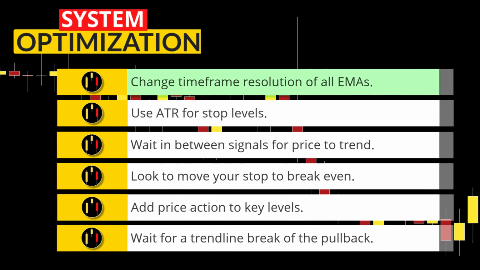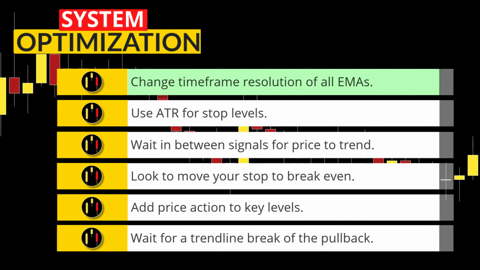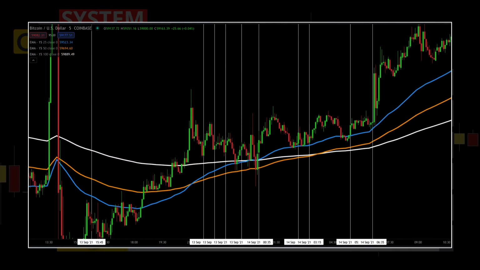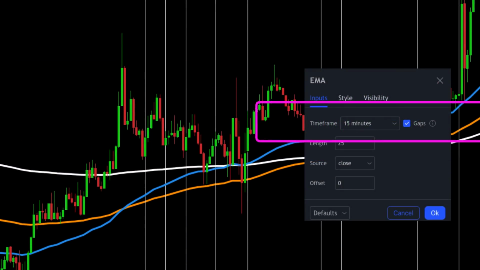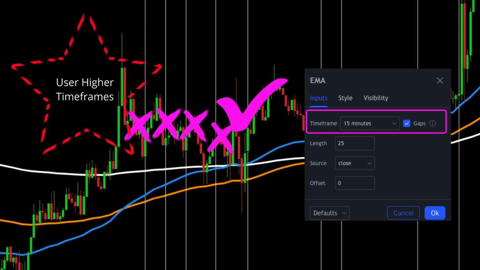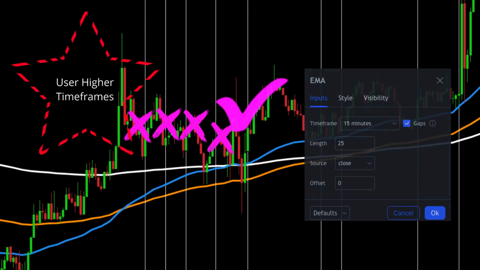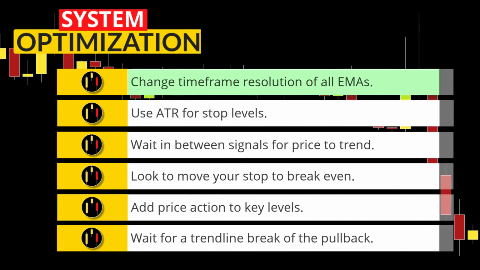A great way to mitigate losses during consolidation is to change the EMA timeframe resolution. Look at this chart where changing the 25, 50, and 100 EMAs from the current timeframe to the 15-minute timeframe would have allowed you to disqualify this cohort of bad setups. It is always a good idea to somehow incorporate higher time frames into your trading system.